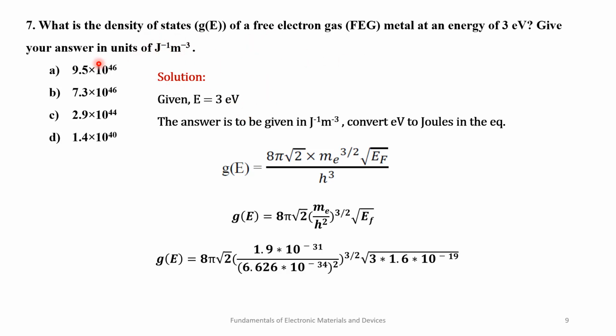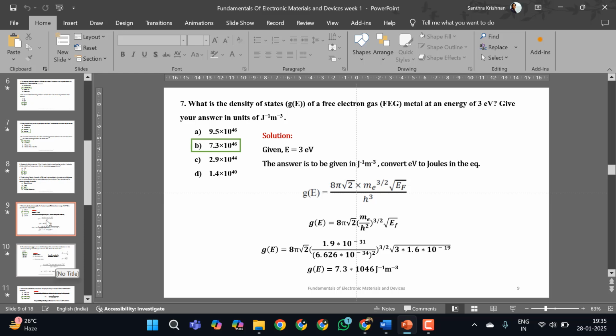And sometimes it need not be that the answer will be given in SI units, so according to that, you'll have to substitute. And here, we have to convert 3 electron volt into joules, so we multiplied by 1.6 into 10 to the power minus 19. And we arrive at the answer of, sorry, this is 10 to the power 46. This is a typo from my side. So basically G of E is 7.3 into 10 to the power 46. Let me correct it on the fly.